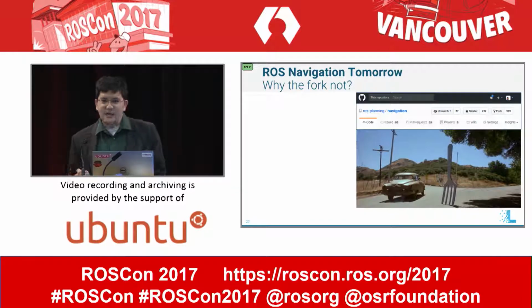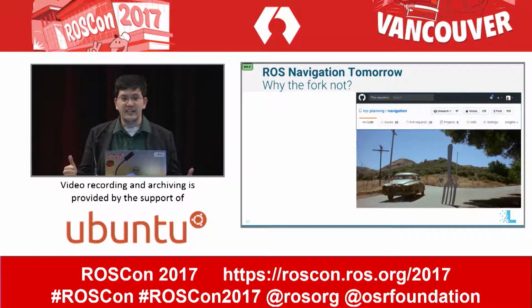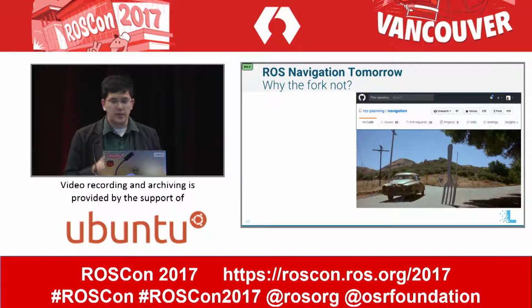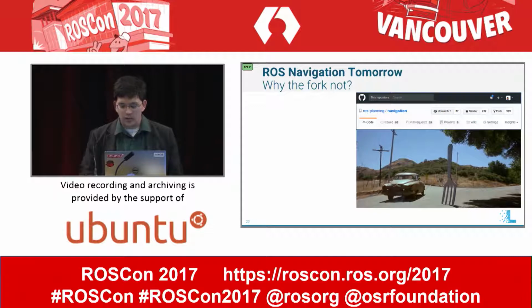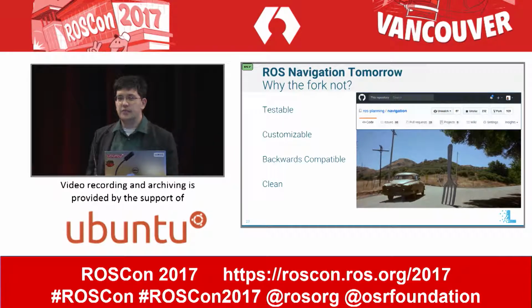And what that says to me is that there's a lot of people that ROS Navigation is serving incredibly well. There's lots of people using ROS Nav, that's great. But there's also at least 519 people who are saying, ROS Navigation is working for me, but I need it to do something slightly different. And the code that it rests on, there are a number of different problems with it. And what I would like to see in ROS Navigation is code that is these 4 things. Number 1, testable, customizable, backwards compatible, and clean.